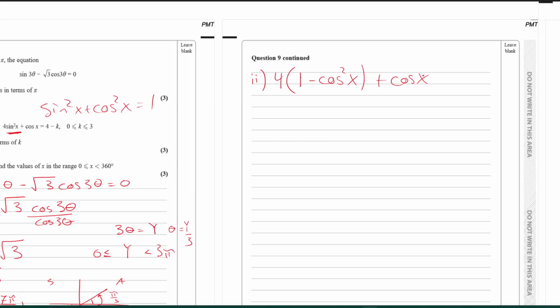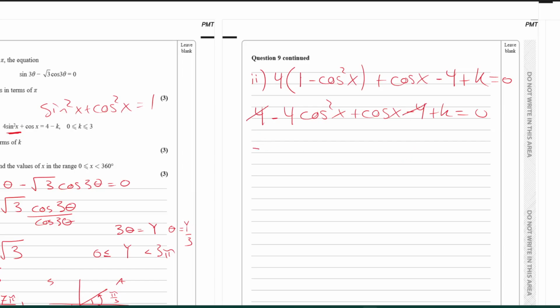And then I'm going to move everything to one side, so minus 4 plus k. So this is going to be 4 minus 4 cosine squared x plus cosine x minus 4 plus k equals 0. So let's actually have the cosine squared term as positive. So I'm going to actually move everything, or actually no, let me just do the 4 minus the 4.